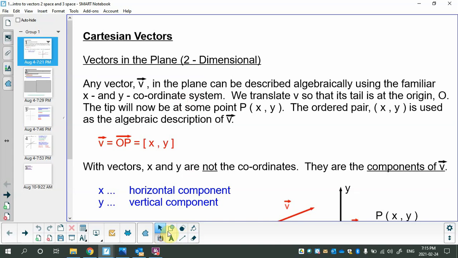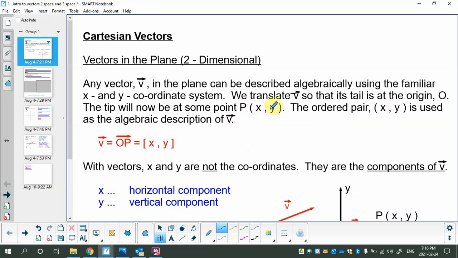And I do have a typo here. We translate vector v so that its tail is at the origin O. So O from here on in will be (0, 0) for 2 space. This is 2 space, 2 dimensions. The tip will now be at some point (x, y), and we call that point P. So the ordered pair (x, y) is used as the algebraic description of v.